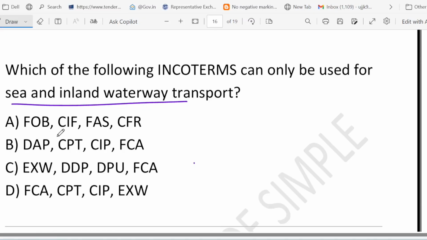And last, which terms can only be used for sea and inland waterway transport? Option A: FOB, CIF, FAS, CFR. B: DAP, CPT, CIP, FCA. C: EXW, DDP, DPU, FCA. D: FCA, CPT, CIP, EXW. Let's go through each and every option.